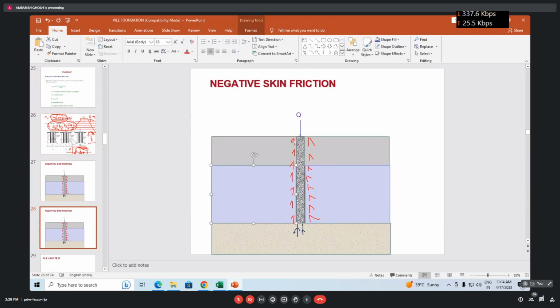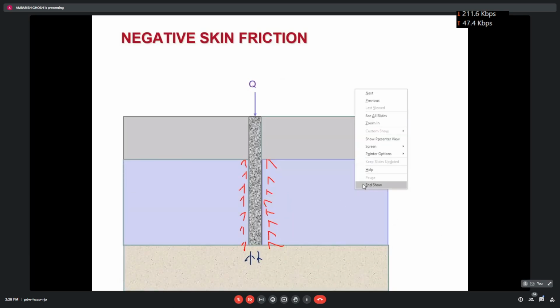Let us now come to the negative skin friction part. In negative skin friction, what is happening? The soil is moving down. When the soil is moving down, what is it doing? It is dragging the pile in the downward direction. And the skin friction on the pile is acting in the downward direction.